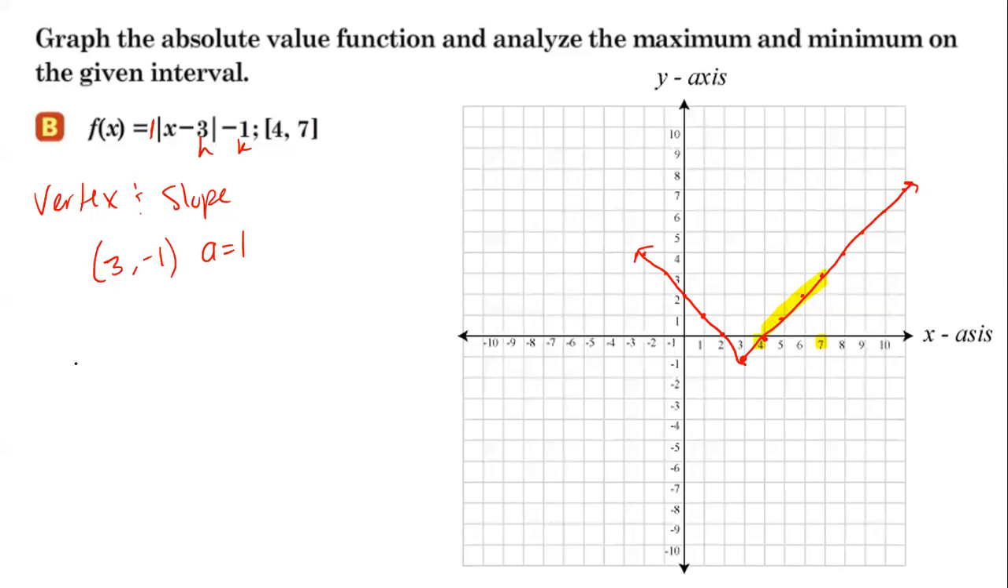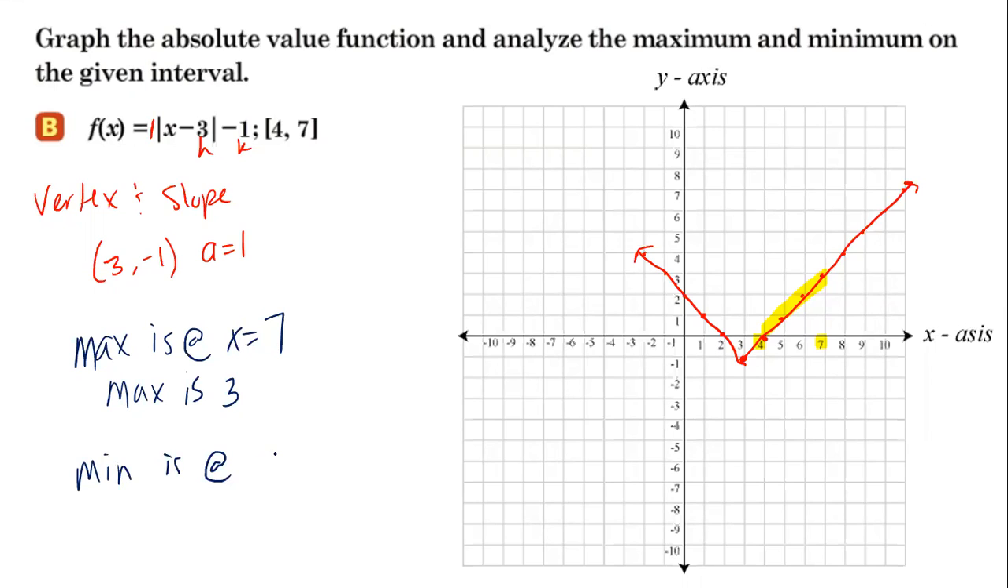So my max is at x equals 7. Max is 3. My min is at x equals 4. The min is 0.